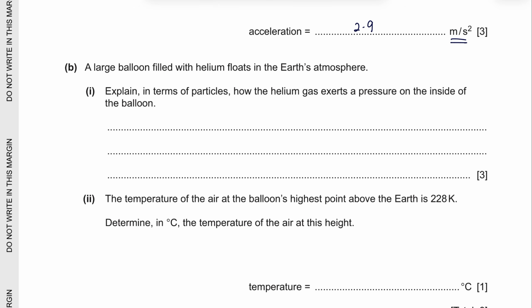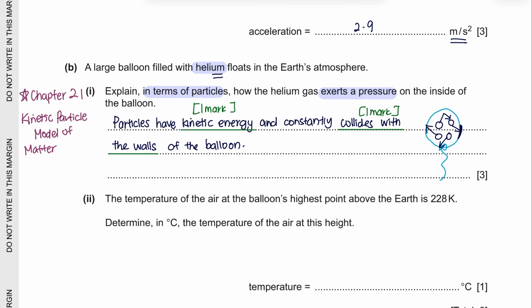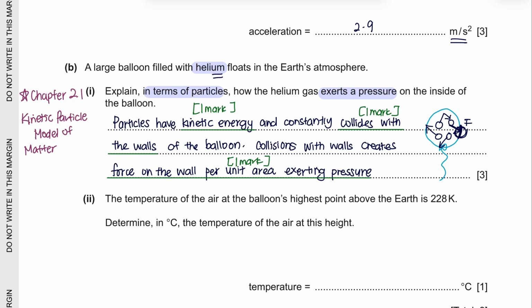A large balloon filled with helium floats in the Earth's atmosphere. Explain in terms of particles how the helium gas exerts a pressure on the inside of the balloon. This is a question testing you on chapter 2.1. Now, helium is a gas, and particles in a gas can move freely. So this means that the particles constantly collide with each other and collide with the walls of the balloon. And whenever a particle collides with the inner wall surface, it creates a force on the surface area of the balloon. So the collisions with the walls create force per unit area, exerting pressure, because the formula states that force applied per unit area is what gives you pressure.